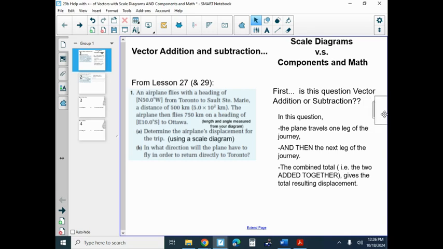And so this is a vector addition question, right? The combined total, i.e. the two added together, gives the total resulting displacement. So this one absolutely is addition, the way it is worded, right? That's what it means, the physical reality of it. And so they're added together, and I'm just trying to emphasize how you choose, because when you're looking at a question, it's pretty important to decide whether it's addition or subtraction. So let's look at it in comparison. Oh, and I'll do it when I do the diagrams, I guess.